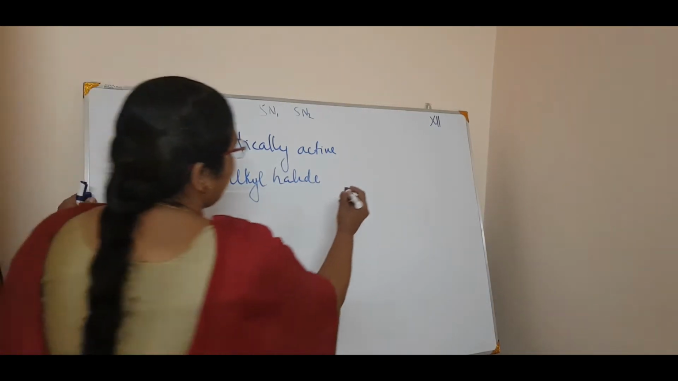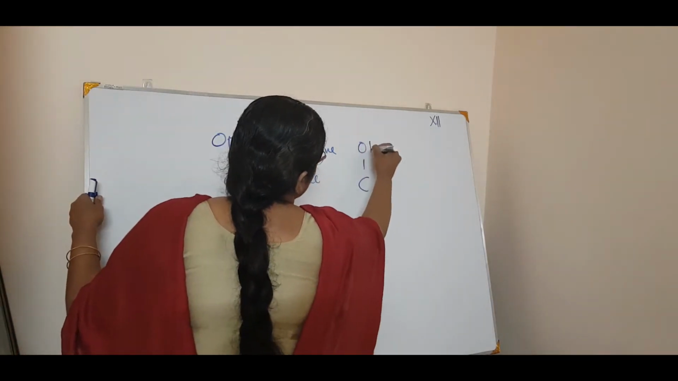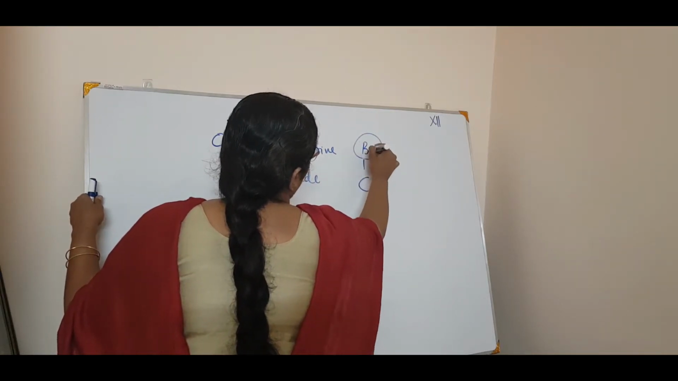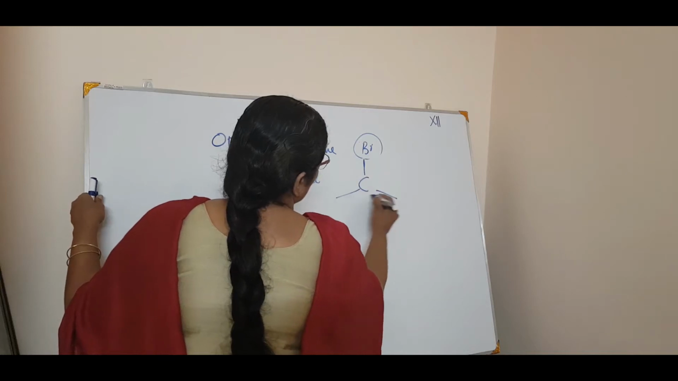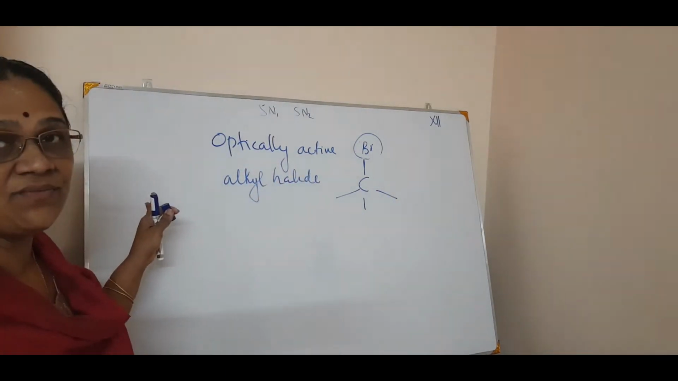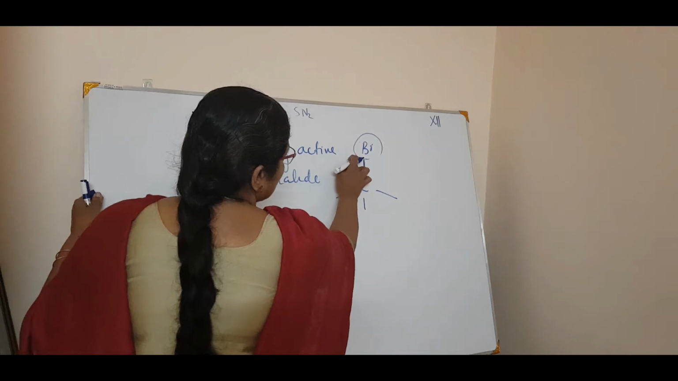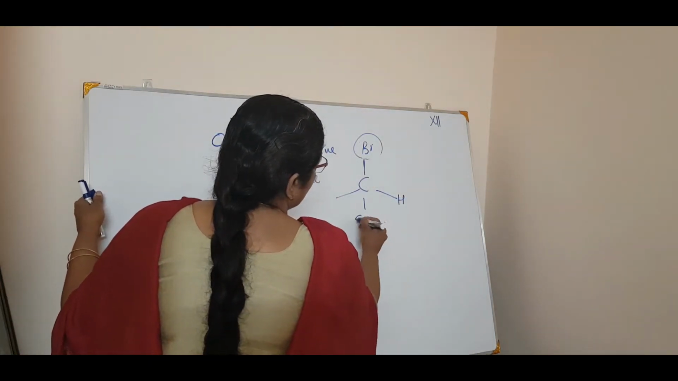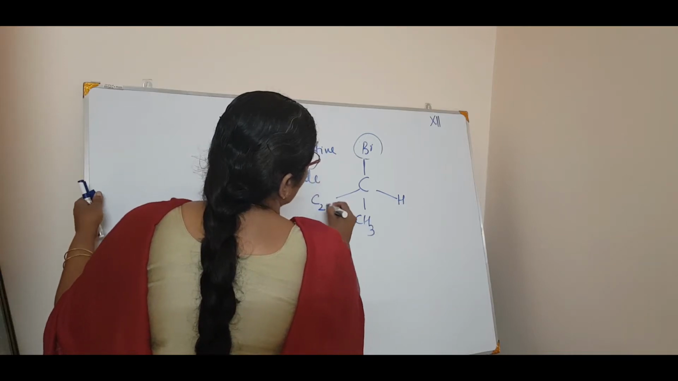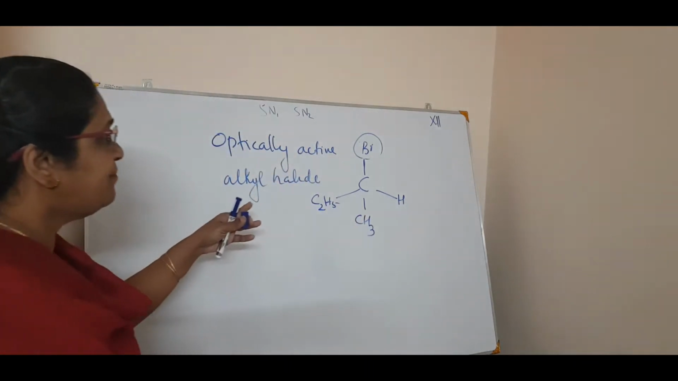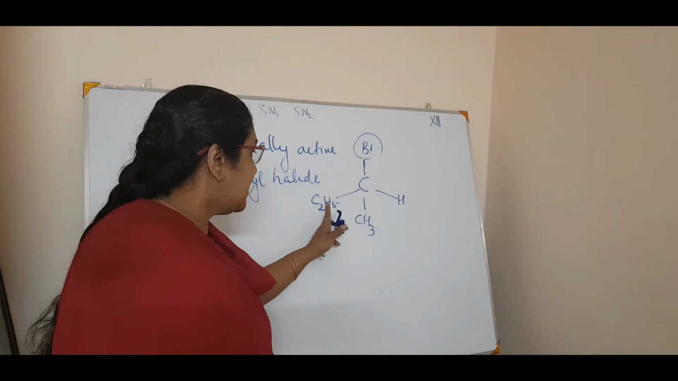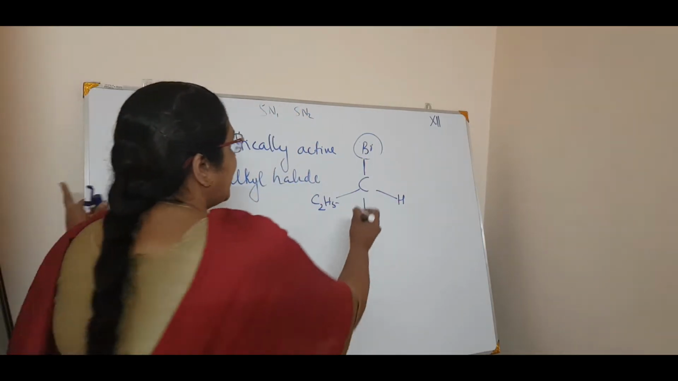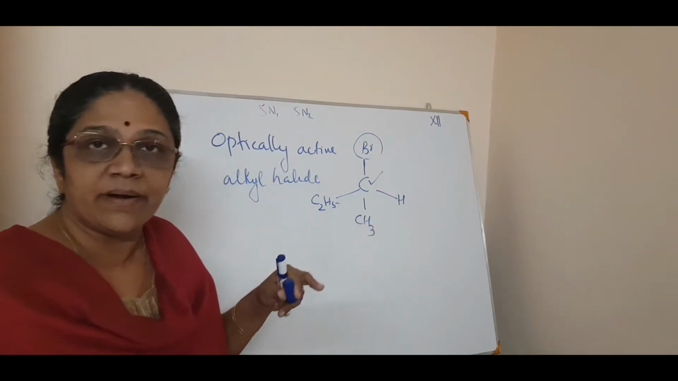If you want an example, this is the nucleophile, for example, and the alkyl halide, this is bromine. Now 1, 2, 3 and 4, the 4 valencies of the carbon atom. One is the halogen. Second, for example, we have hydrogen. Third we have CH3. And fourth we have C2H5. So see, all the groups are different: C2H5, CH3, hydrogen, bromine. So this carbon atom is an asymmetric carbon atom.